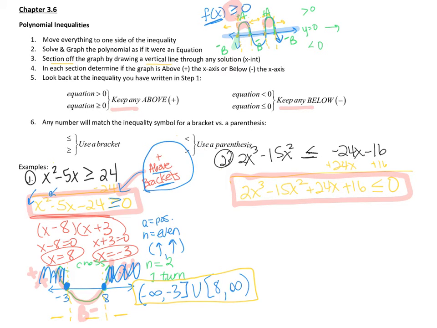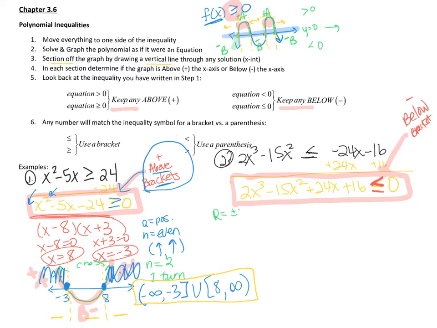Looking at this inequality, I ask, what should I keep in the end? If I'm less than, I'm going to keep my below, which is my negatives, and the equals means that I'm again going to use a bracket. We'll save that for later. Now I want to actually solve this. To solve this equation, I don't know how to factor it. So instead I'm going to need to make my list.